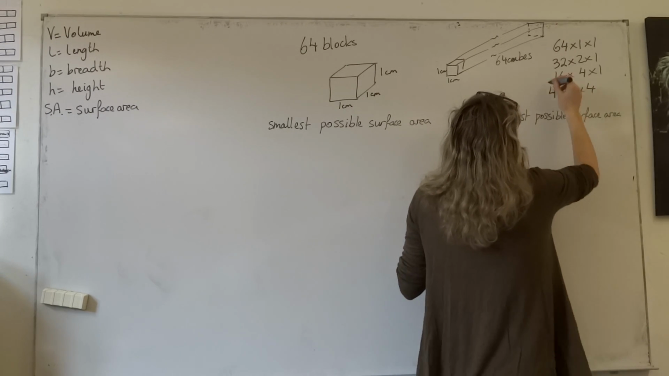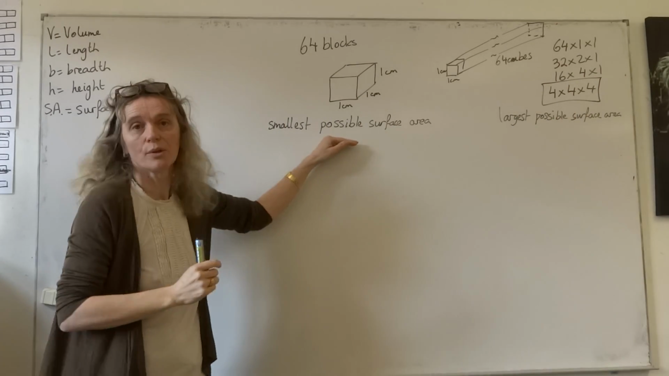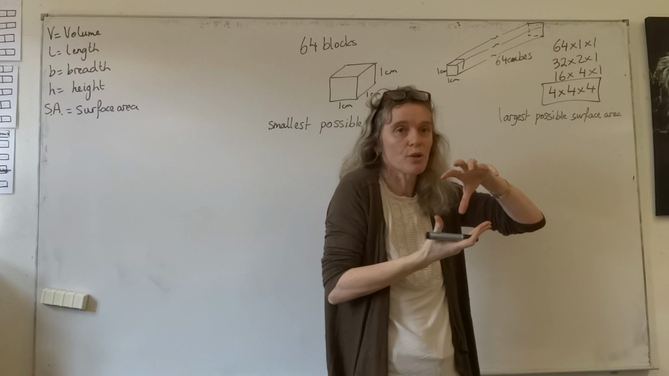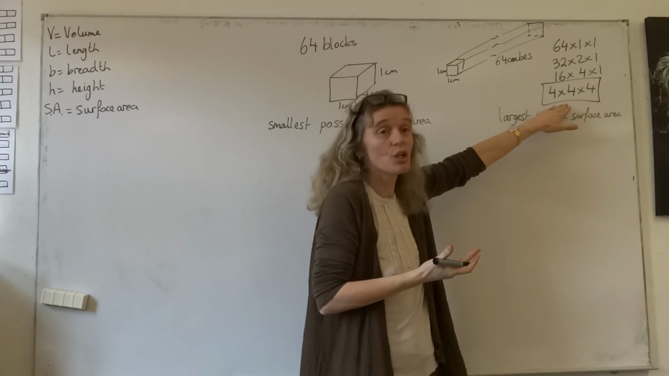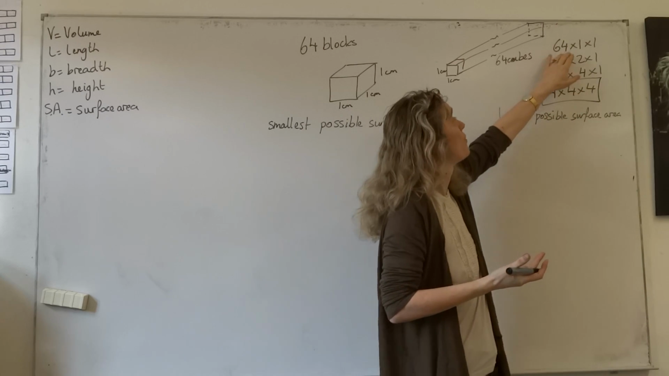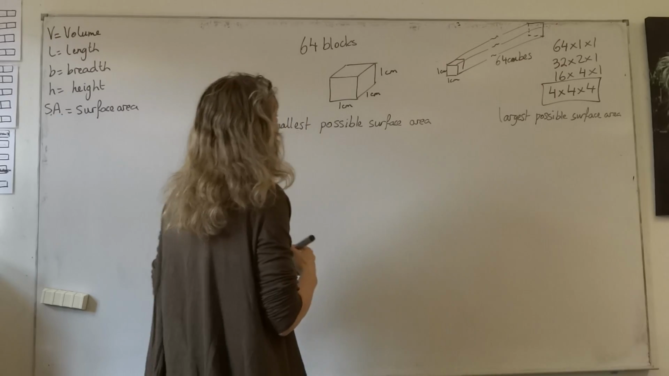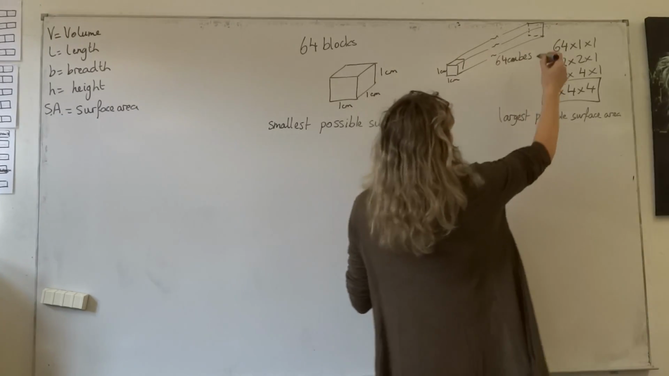So now we found that and we know in order to have the minimum possible surface area, we want as cube-like as possible. We've got an exact cube if we use 4 times 4 times 4. So we break down our factors of 64 into different combinations. So there are our 2 possibilities.